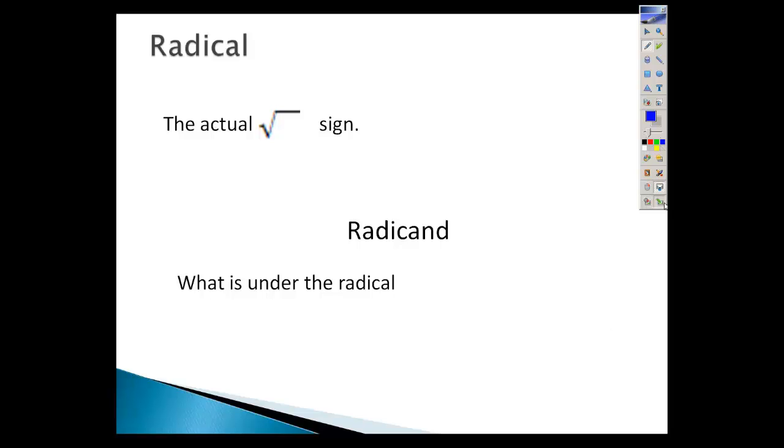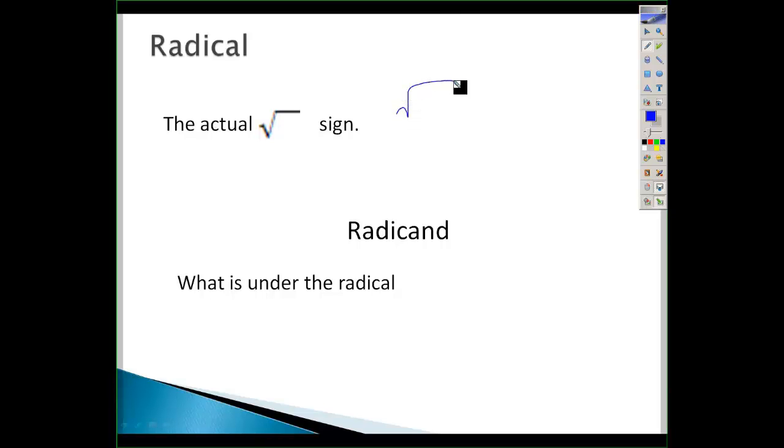So if I've got the square root of 2 here, the radical is this square root sign, and the radicand would be 2. That would be the radical and the radicand, just so you all know what I'm talking about when I say radicand and radical.